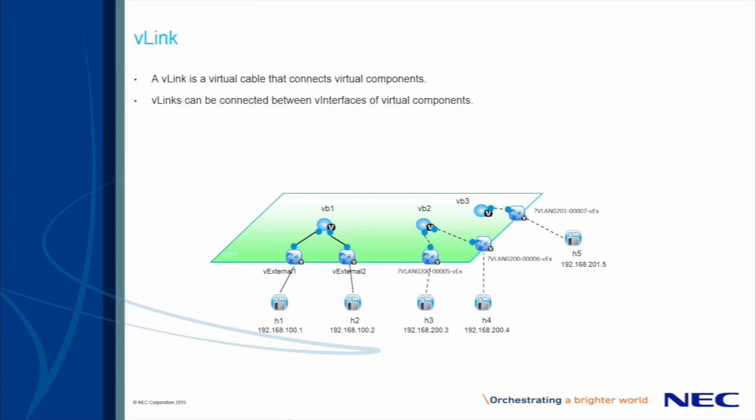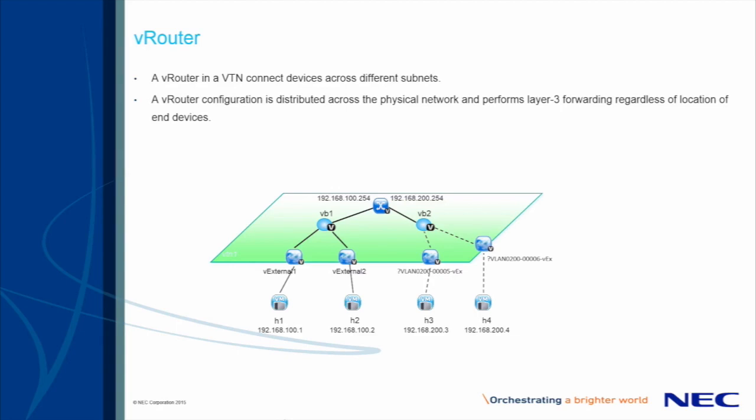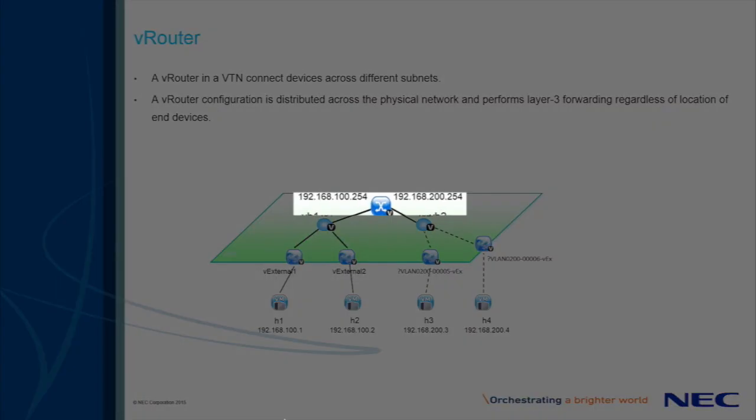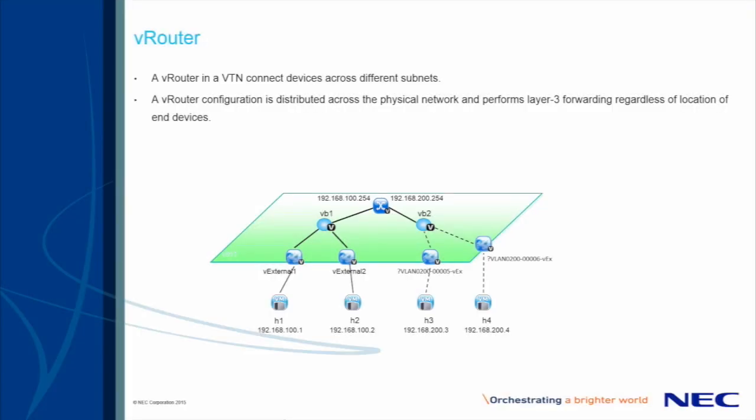In the next slide, we shall highlight how to create L3 VTNs using vRouters, our last VTN component. Now we shall illustrate how to forward packets between different subnets. Recall that using vBridges, we can create virtual networks that forward packets based on layer 2 MAC addresses. To forward packets between different subnets, we need to introduce the vRouter component. In this example, H1 and H2 resided in a different subnet than H3 and H4. By introducing the vRouter to connect to VB1 and VB2, our example VTN may now forward packets between different subnets.